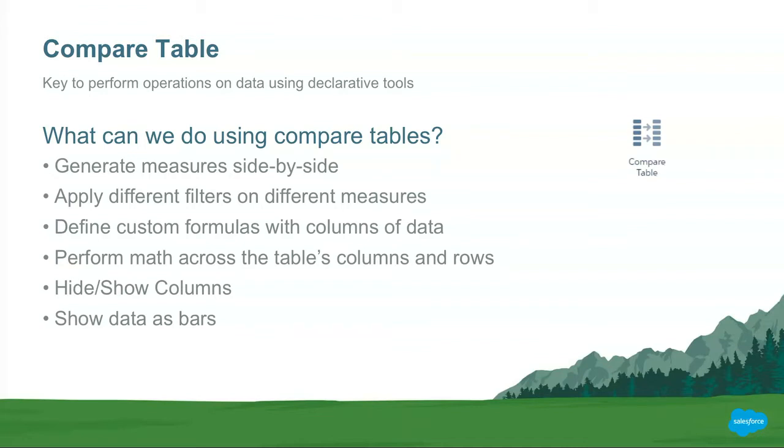Using compare tables, now you can add multiple measures, the same measure on the lens, and then you can apply different filters to it. Or you can have different measures and apply different filters to them. I'll do a quick demo to show what exactly I'm talking about here. But the idea is, using compare tables, you can do a lot of things. You can apply formulas, you can apply functions, you can hide and show columns as you require.